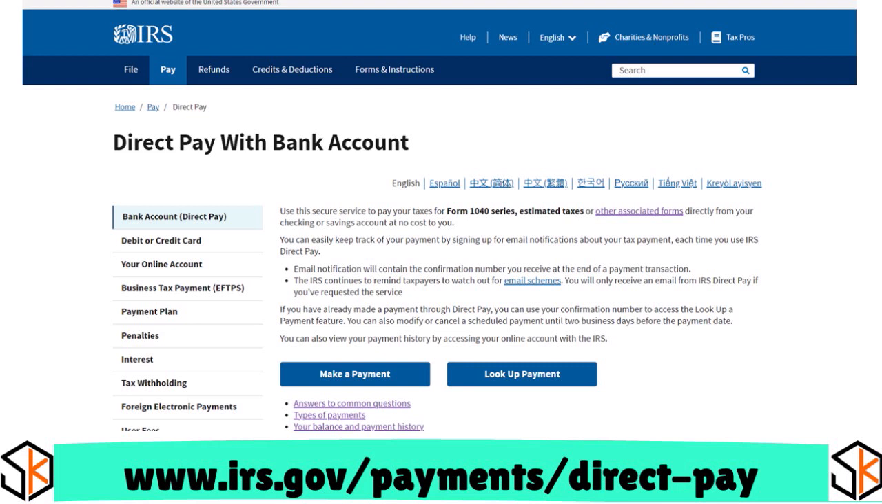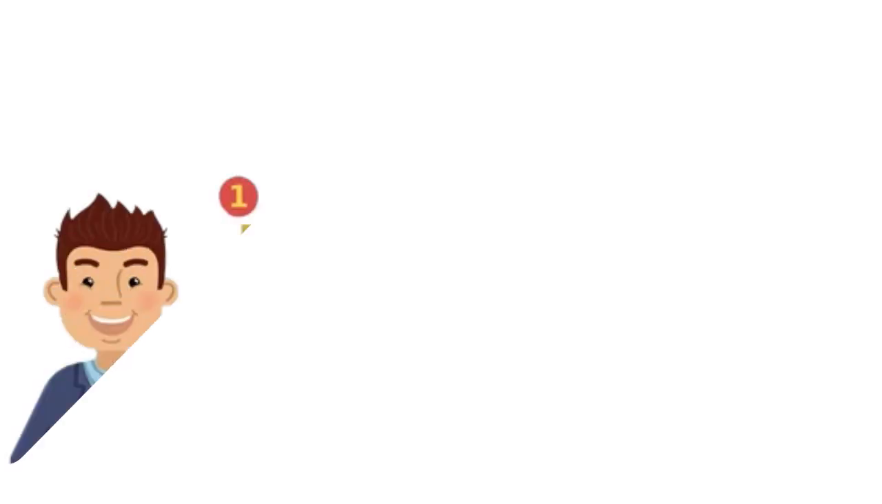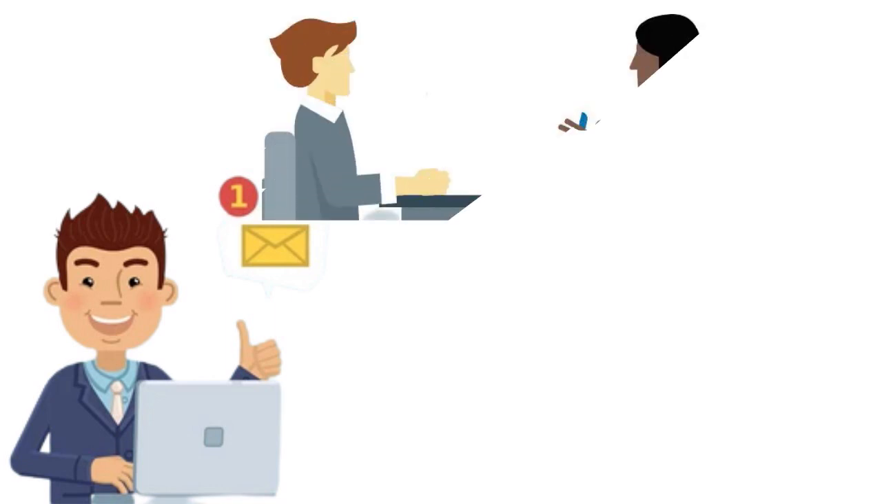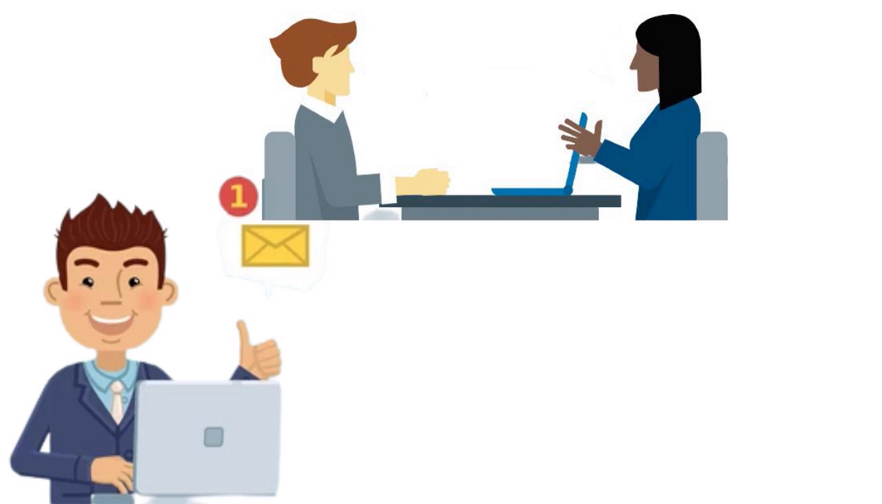If you go to the IRS website, you can sign up there. Not a problem. You can easily keep track of your payment by signing up for email notifications about your tax payment each time you use IRS Direct Pay. The good thing is that it is secure. The email notification will contain the confirmation number you'll receive at the end of a payment transaction. The IRS will continue to remind taxpayers to watch out for email schemes. You will only receive an email from IRS Direct Pay if you have requested this service.